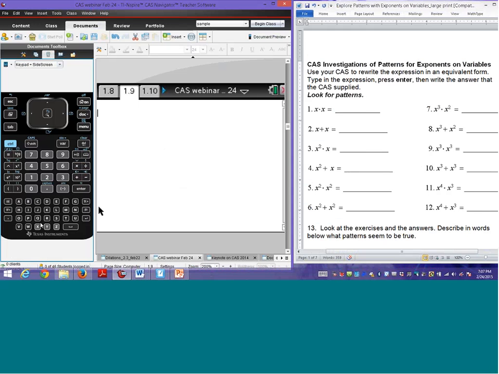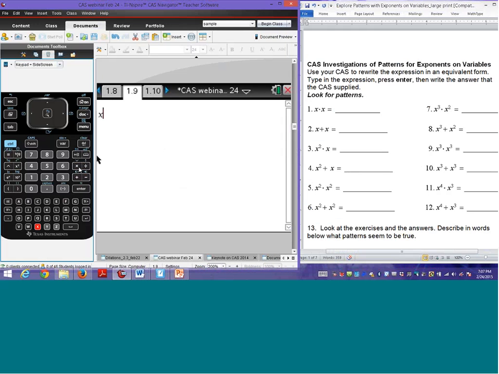So I'll go over on my calculator and type x times x, and then I would write x squared right here. That was my answer. And then I'll go to x plus x. Now this might be done in an Algebra 1, or in a pre-algebra, 7th or 8th grade classroom, depending upon your school's curriculum. So I'd write 2x here, and then x squared times x.